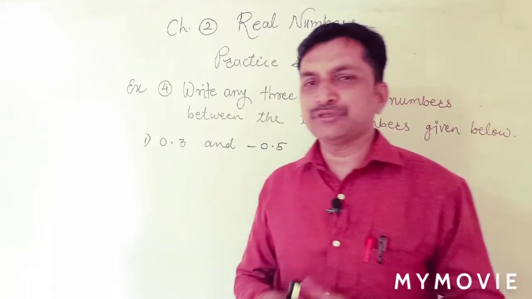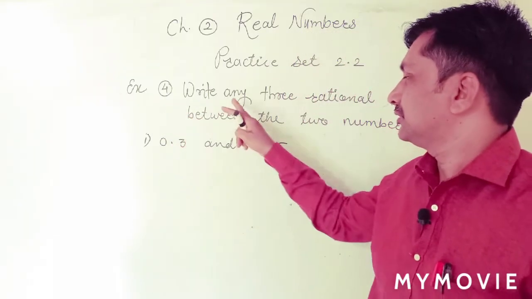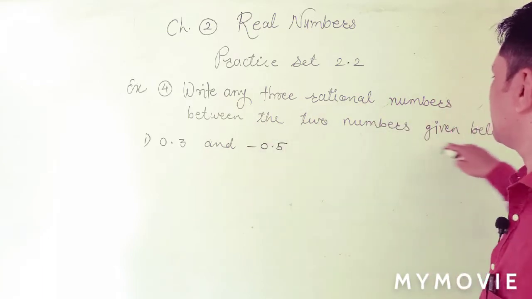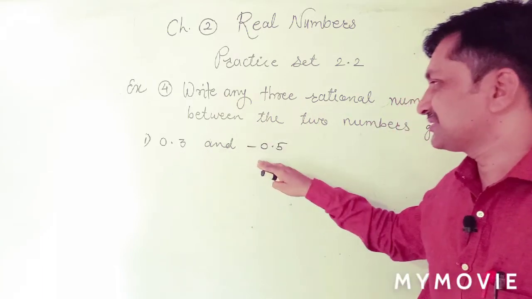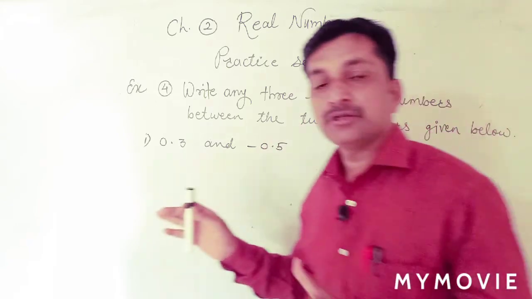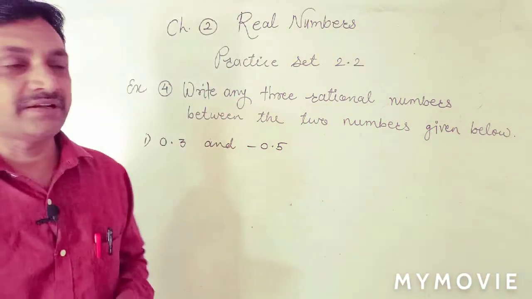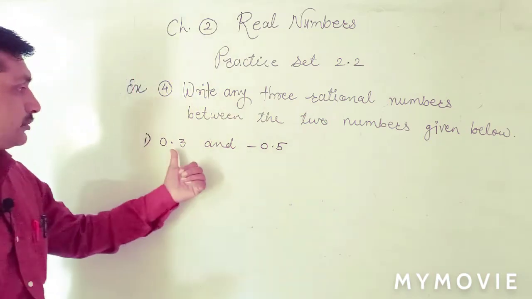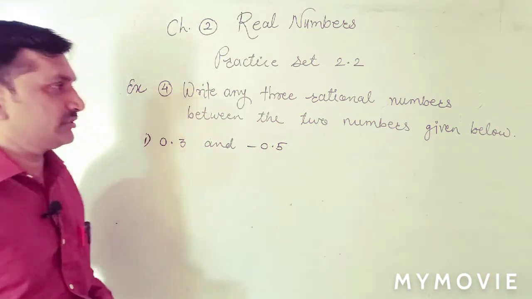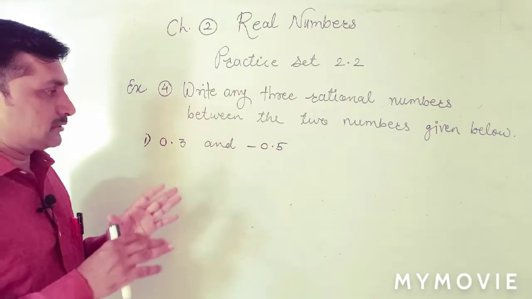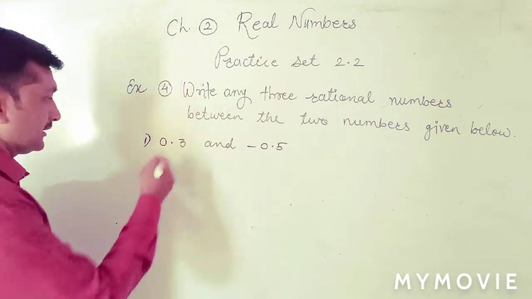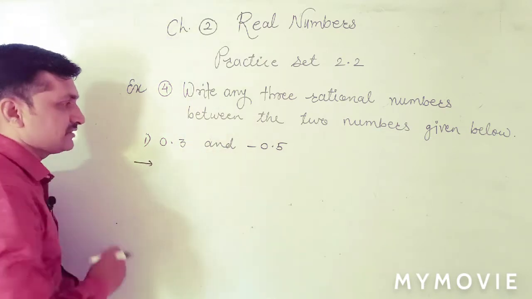Let's see the example number 4. Write any 3 rational numbers between the 2 numbers given below. Here 2 numbers are given and we have to find any 3 rational numbers between them. That is open-ended example, because here between these 2 numbers there are so many rational numbers between them. That's why this example is of open-ended question. Let's see the solution, and it is very easy.